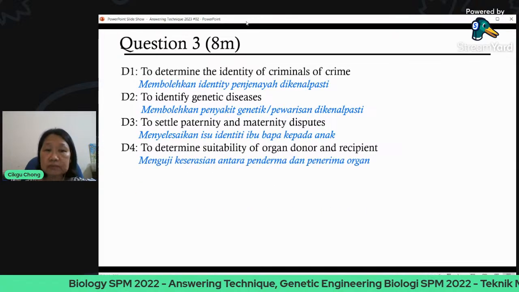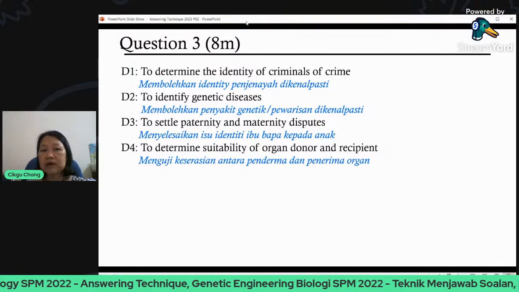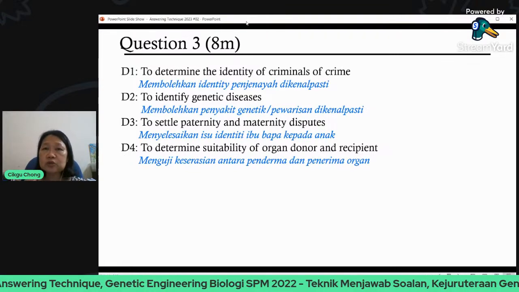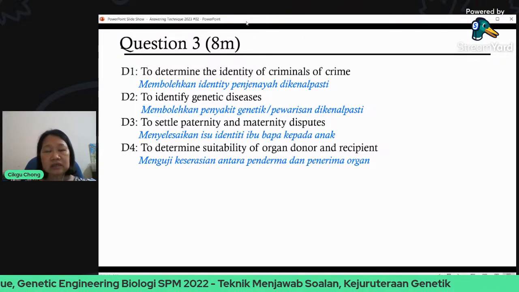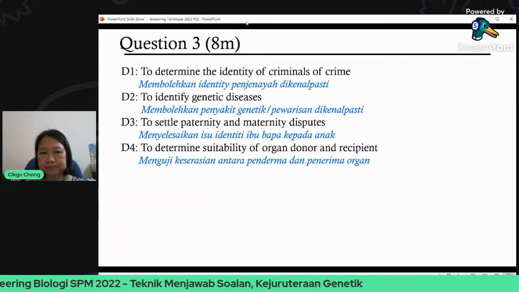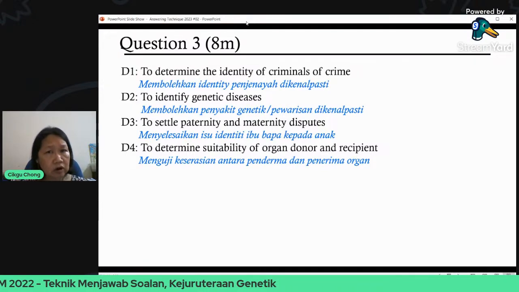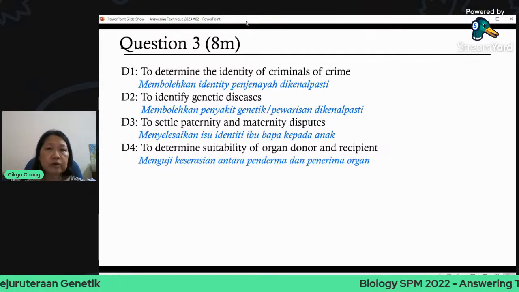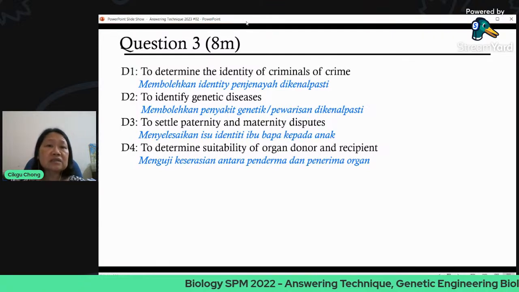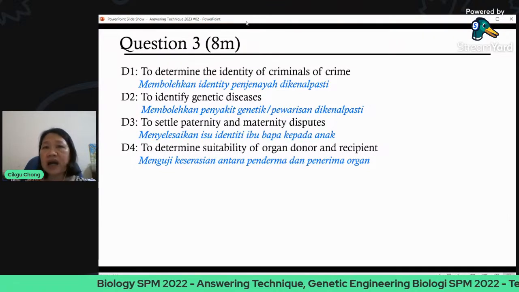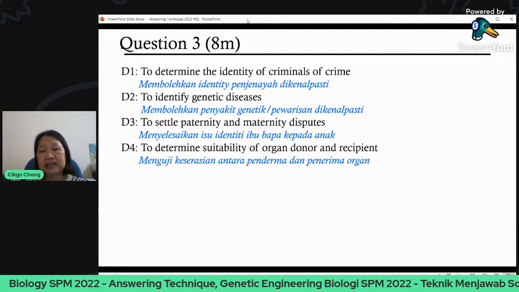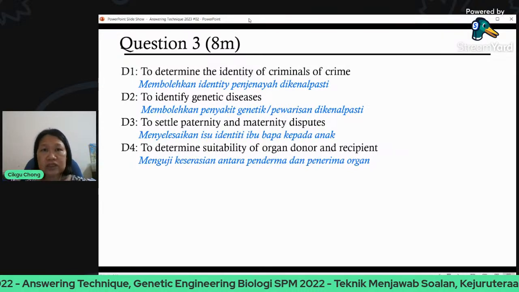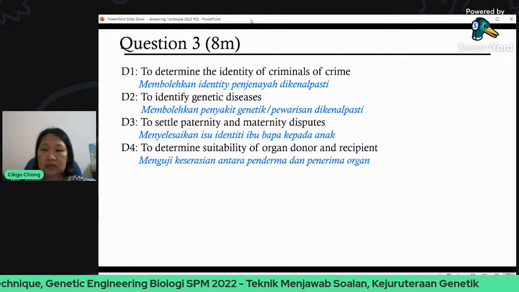Then to determine the suitability of organ donor and recipient. Menguji keserasian, that means sesuai ke tidak organ ini diderma kepada patient ataupun penerima organ. Kalau tidak, dia akan reject the tissue. We have a suffer what we call tissue rejection. Jadi, the surgery will be a failure. Then you waste a lot of time. Again, the person will go through all the unnecessary stress of going through the surgery. You can test first, okay?